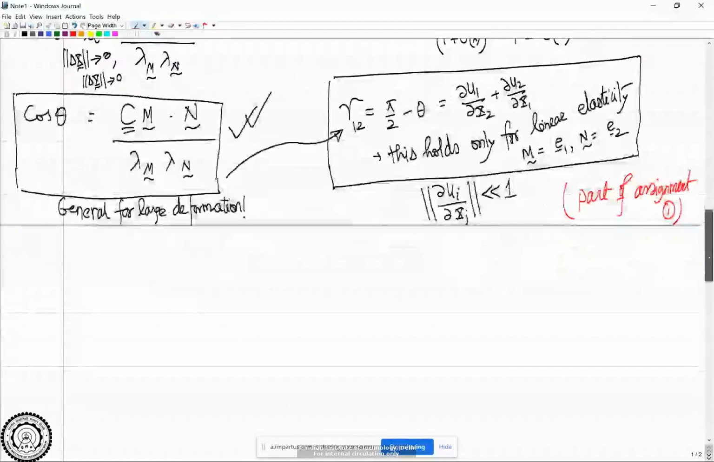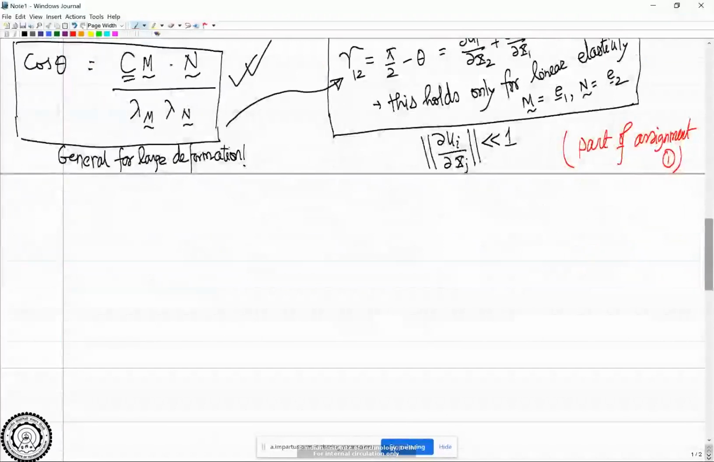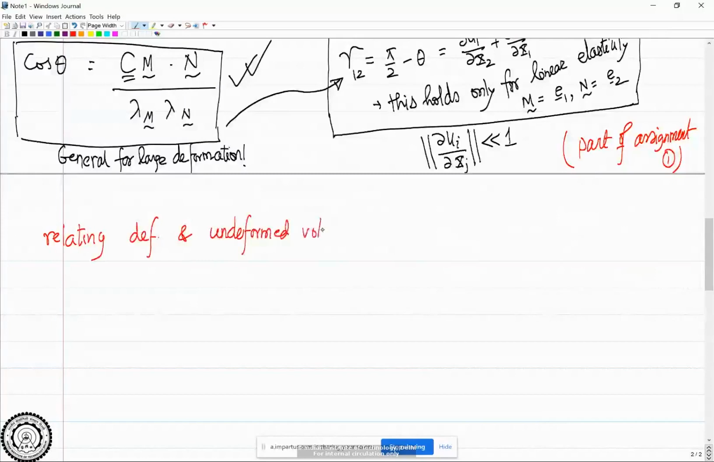Okay. So this is the formula for change in angle. What are the other things? So we found out the change in length and change in angle. Then the next thing would be, for example, change in volume, or let us say relating deformed and undeformed volume. So we will have to relate this general formula to the particular linear elasticity case for part of assignment 1. Yes. Okay.